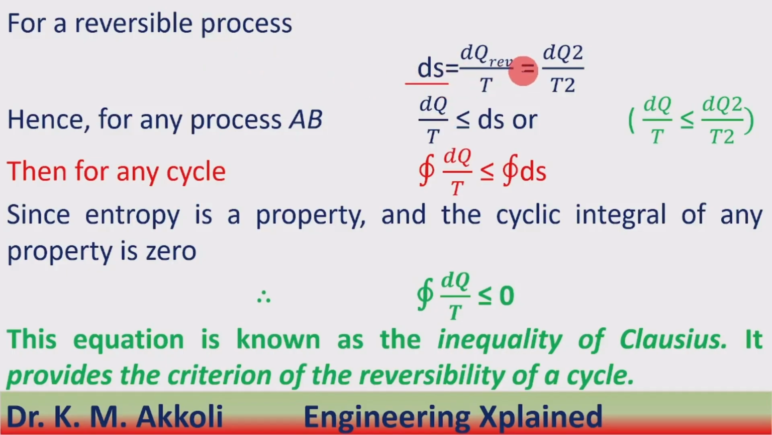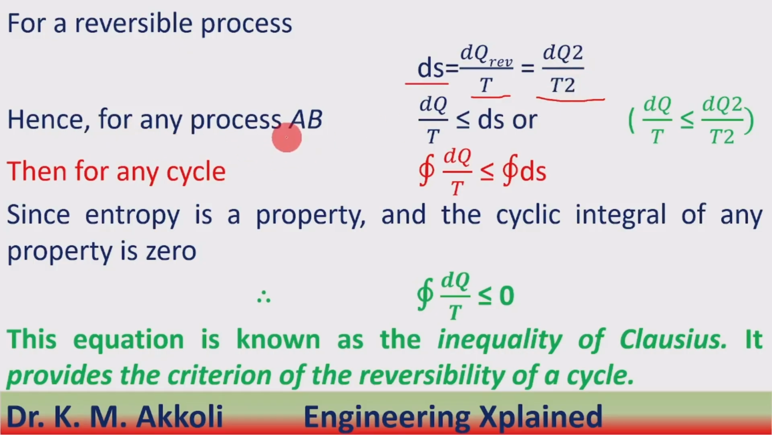Further, for a reversible process, the entropy can be given as dq reversible by T. Already we know that entropy is the ratio of heat transfer to temperature. The change in heat transfer to the temperature ratio is the entropy, given for the reversible process as dq2 by T2 for our considered process. In the considered process, dq2 is the heat rejection and the temperature is T2.